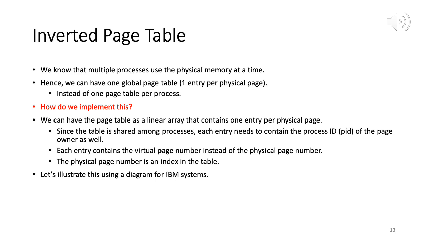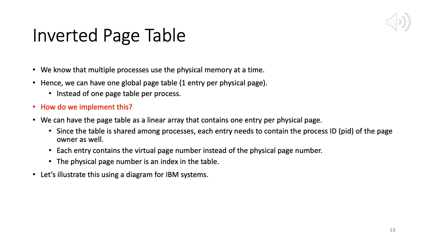So now I am on slide 13, still talking about inverted page tables. We know that multiple processes use the physical memory at a time, right? One pool of physical memory, many processes can use. Hence, what we say is we have one global page table.